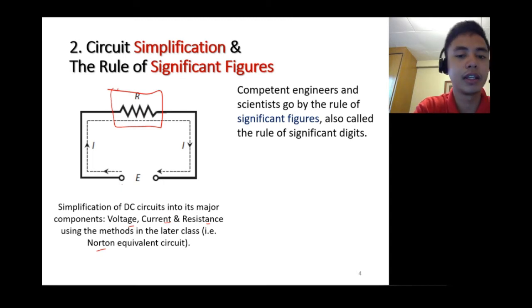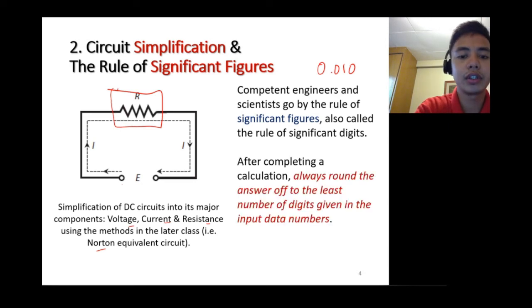Now, competent engineers or scientists go by the rule of significant figures. We've learned this in our basic science, also called the rule of significant digits. For example, 0.010 has two significant figures. After completing a calculation, for example with resistance values, always round the answer to the least number of digits given in the input data.